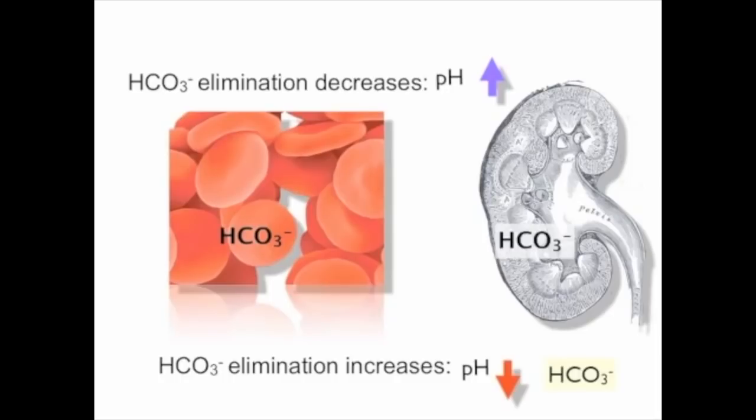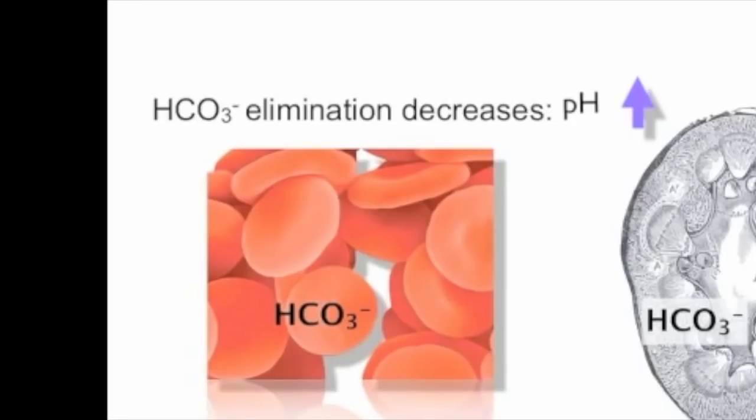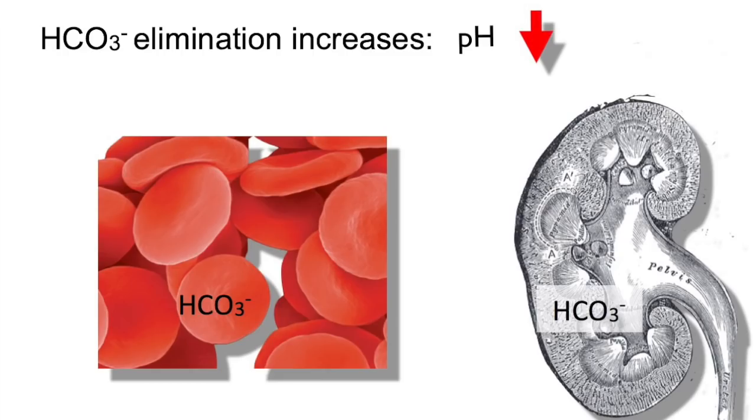On the other hand, a slower way to regulate pH is through the regulation of bicarbonate elimination, and this happens through the regulation of the kidneys. When bicarbonate elimination in the urine decreases, the pH of the blood will increase. And when bicarbonate elimination in the urine increases, the pH will decrease, because again, bicarbonate represents the base that's found in the blood.